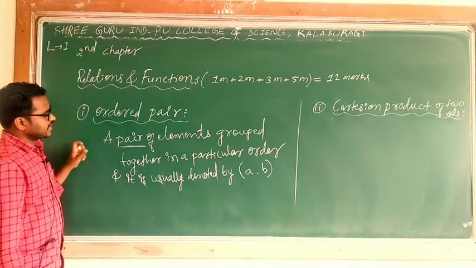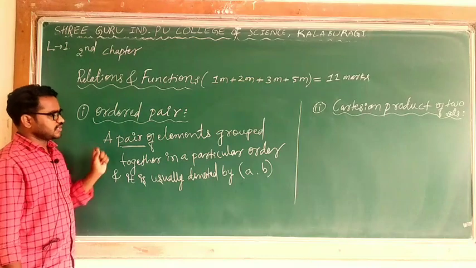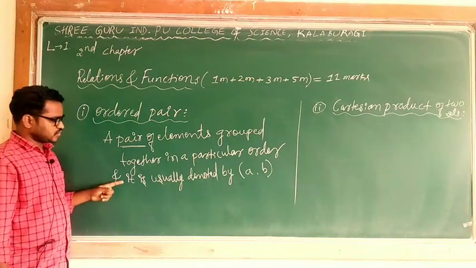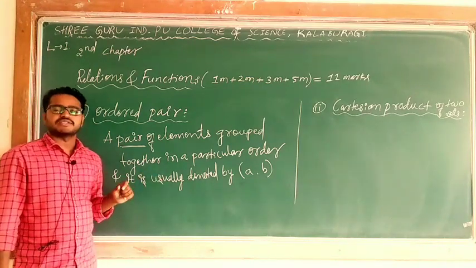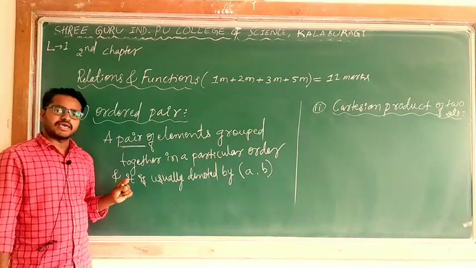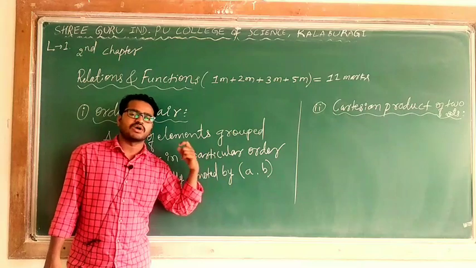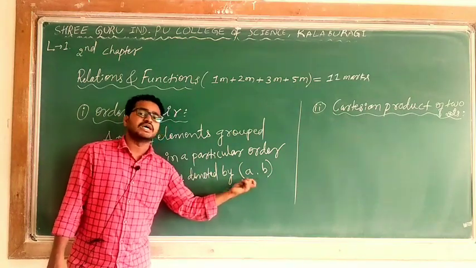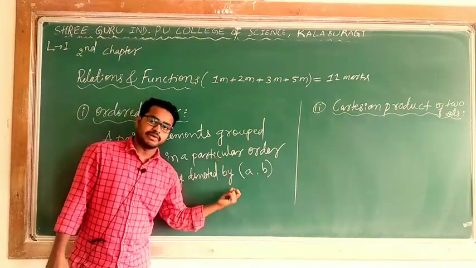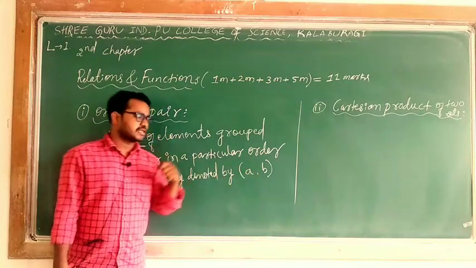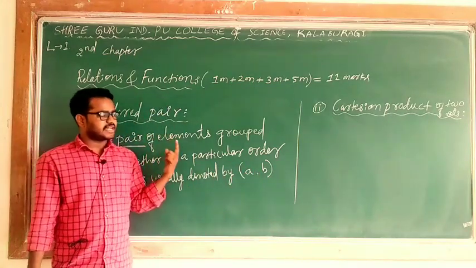So a pair of elements grouped together in a particular order is usually denoted by simple brackets, that is (A, B). This is one ordered pair. When I say one ordered pair, we get two elements: the first element and the second element. Here the first element is A, the second element is B.